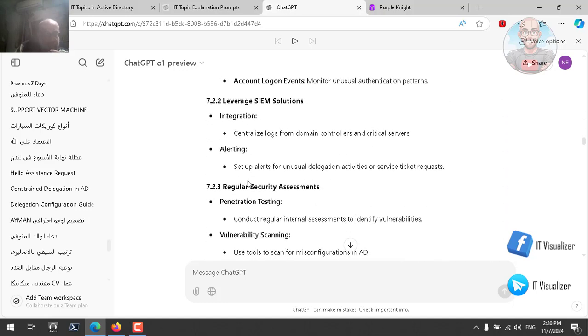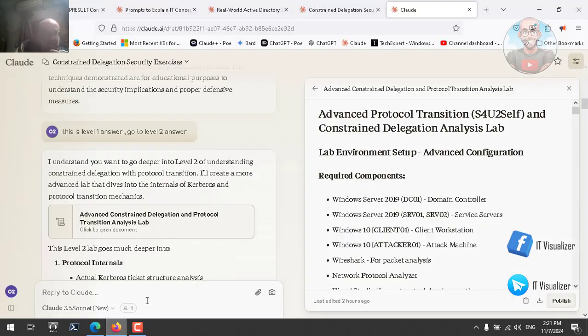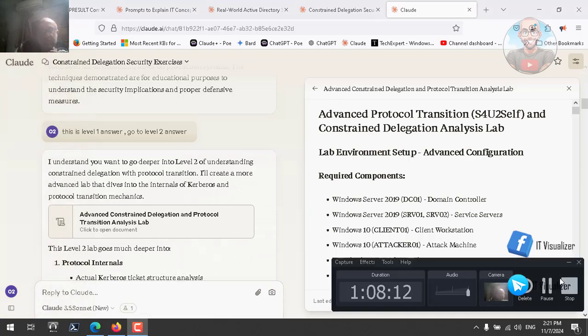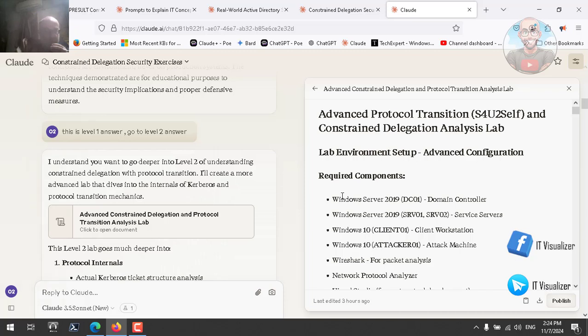Actually, if you give the AI tool the prompt, this is the level 1 answer, give me the level 2 answer, it will give you more. If you tell it level 3, it will give you a more complex answer. Give it level 4, it will go more and more deep. Okay, if we go to Claude and see, just a moment guys. So let's continue guys. Here we can see as far as we go, the answer will be very complex.